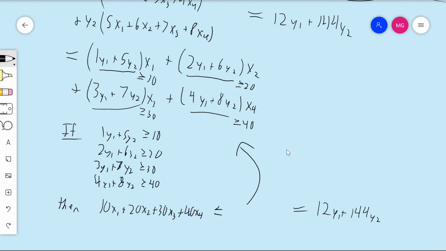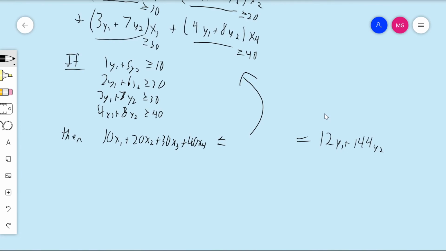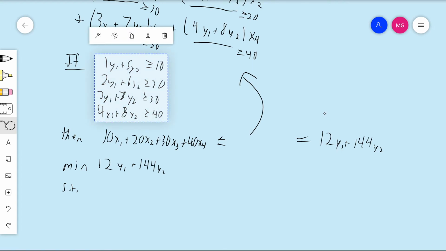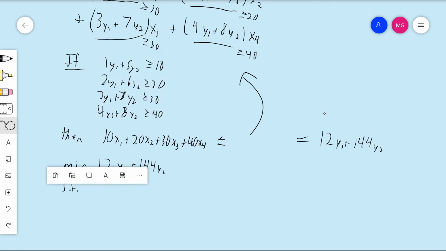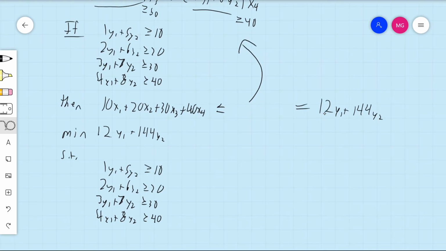Okay? So 12y1 plus 144y2, provided that y satisfies these conditions, this thing will be an upper bound for the objective function. So we can encode this as a linear program because we're trying to minimize that upper bound to be as small as it can, so 12y1 plus 144y2, such that these constraints above hold. I'm not going to write them down again. Let me just see if I can do a quick copy-paste here. So copy that and paste it there. Okay, great.